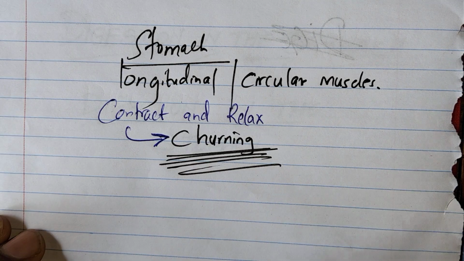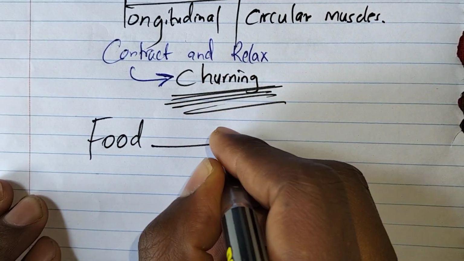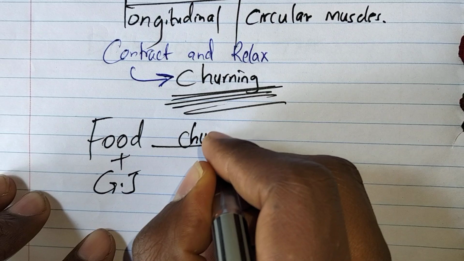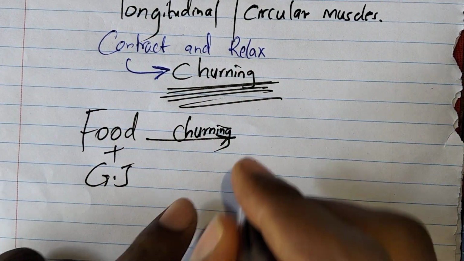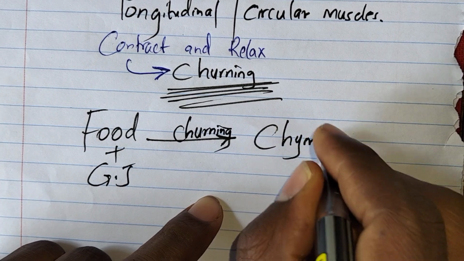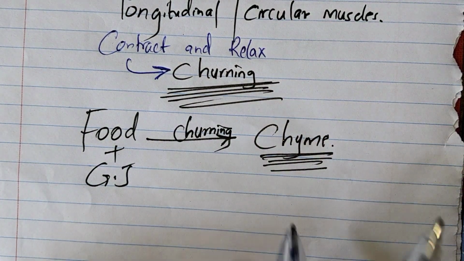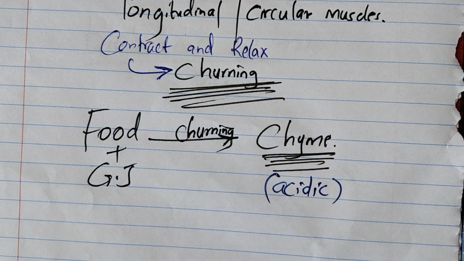Food plus gastric juice after churning gets to what we call an acidic chyme. Chyme is produced, but this chyme is acidic this time round. Acidic because it has been mixed with the hydrochloric acid from gastric juice.